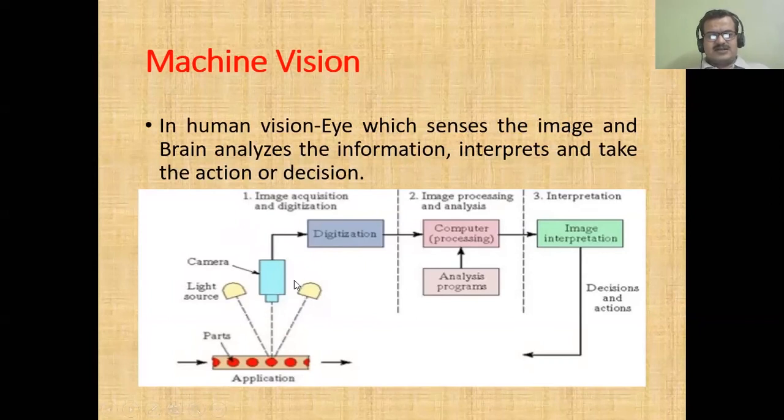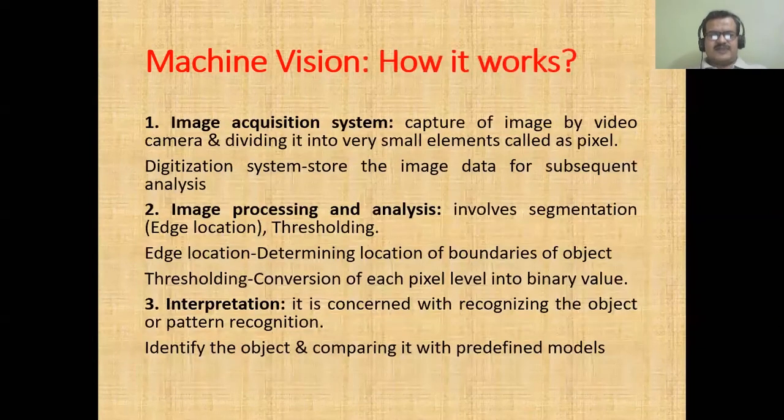You can see here a video camera is there, and light sources are available to see to it that the parts are properly exposed. There is no darkness, so that the parts are properly exposed to the camera. So image acquisition is there, and after acquisition of the image, digitization is there. Then after digitization, image processing is there. Then analysis is done with the help of an algorithm, and then interpretation based on the analysis, and decisions are taken. Let us see these three important steps one by one.